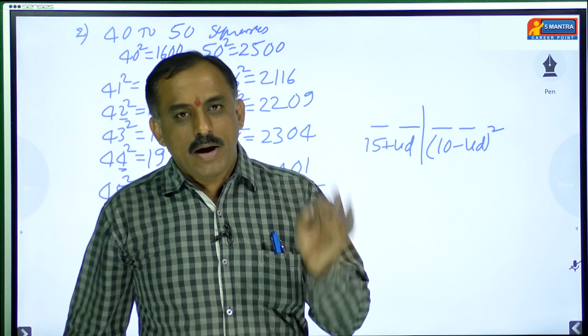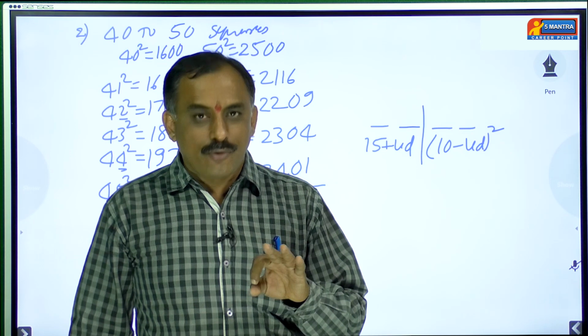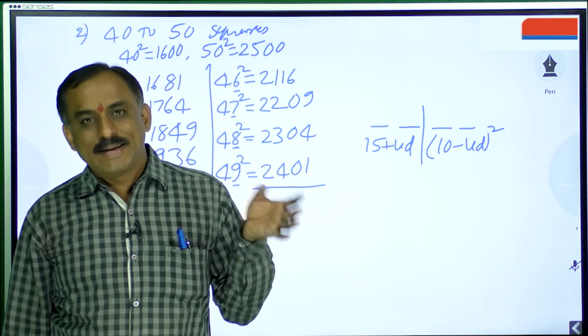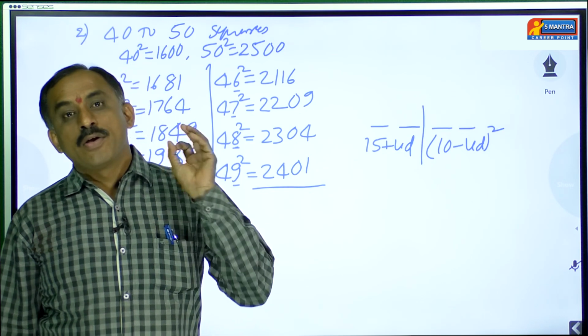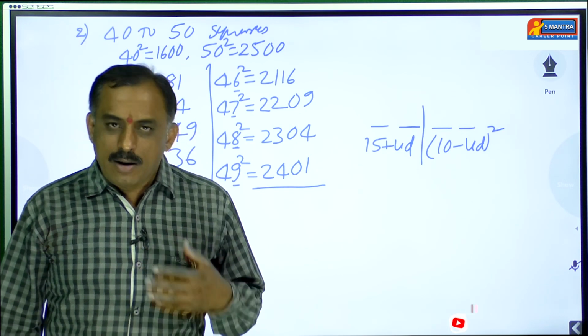Already I completed the squares from 50 to 60, 40 to 50 also. So total 40 to 60 squares are completed. And so many wonderful tips are there. In future classes, I will cover all the tips.